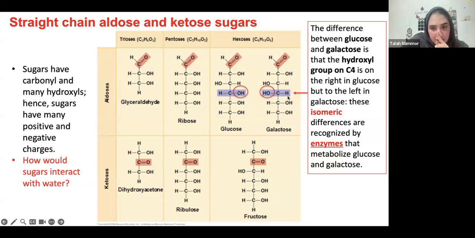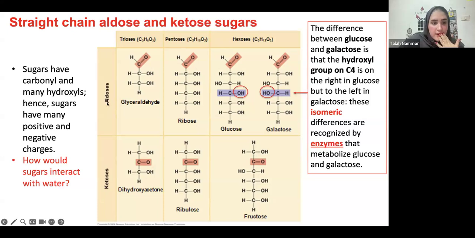Look, it only mirrors itself at this one. But look at here. If I flip this on this, it's going to be H to an OH, OH to an H. So it's not a perfect match. The only difference, if we look at all of the carbons, is at C4. So this is an epimer. Whoever said epimer, correct.